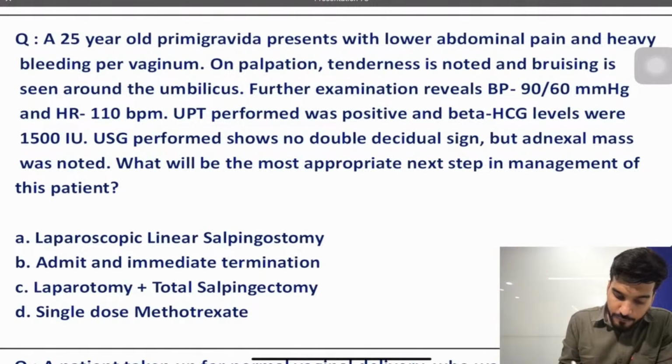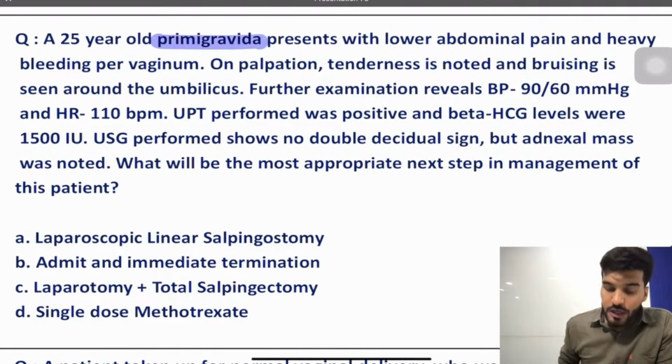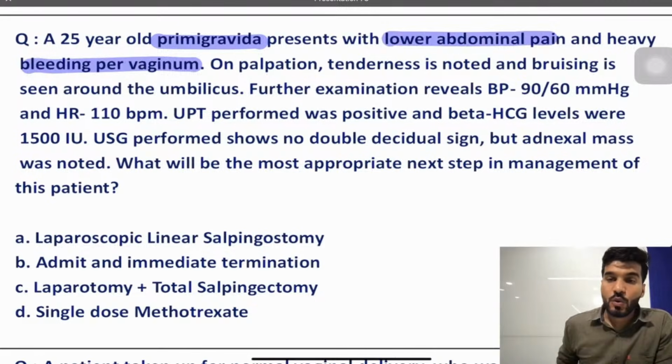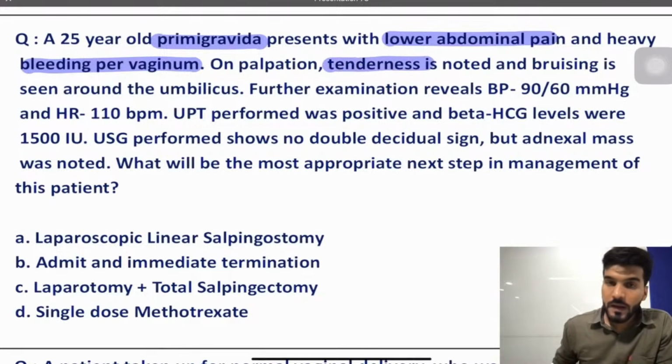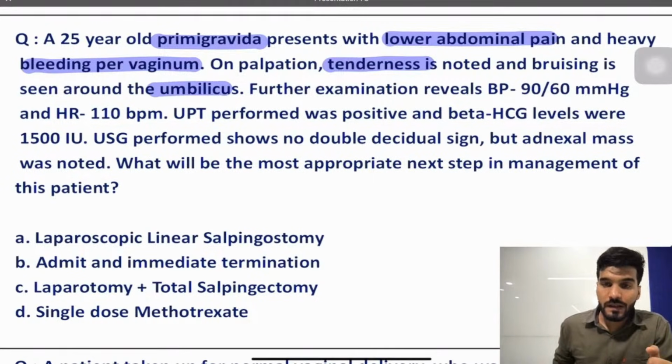A 25-year-old, a primary gravida. So we have a primary gravida, a lady who is pregnant for the first time. She's presenting with the complaints of lower abdominal pain and bleeding per vaginum. So classical two symptoms: bleeding and lower abdominal pain. On palpation, tenderness is noted and bruising is seen around the umbilicus. So bruising around the umbilicus, the hemorrhagic discoloration of the skin, is classically Cullen sign due to the hemoperitoneum. So you are thinking that bleeding is more inside. That's why we are having this Cullen sign.